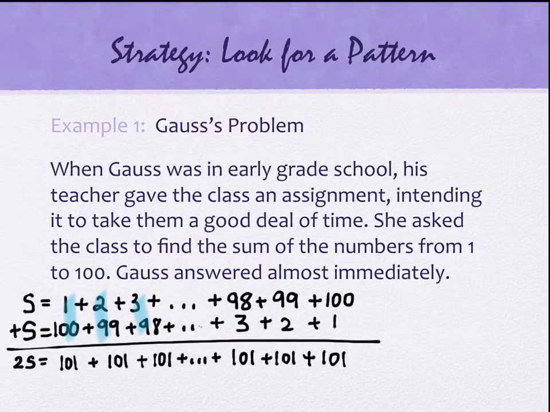So we could use multiplication if we knew what? How many numbers we have. How many numbers do we have? 100. Because we started at 1 and we ended at 100, right? There are 100 numbers here. So we can actually do multiplication for this instead of doing addition. We can take 101 times 100.